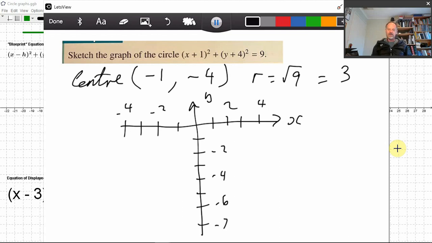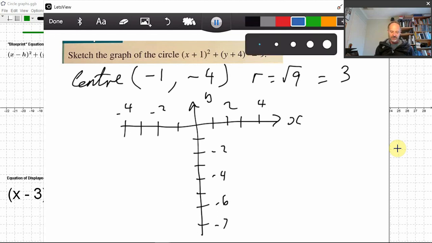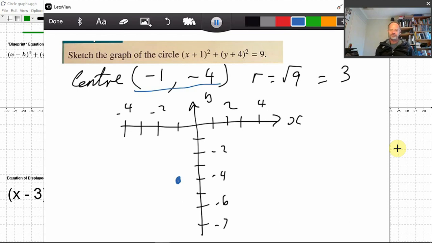All right, so the way that I'm going to do it is this. We'll start at the center. I'm going to do the center in blue. So the center is at -1 and -4, so the center is here. And then we can use the radius. The radius is 3, so what that means is that in any direction we go, we've got to go 3.